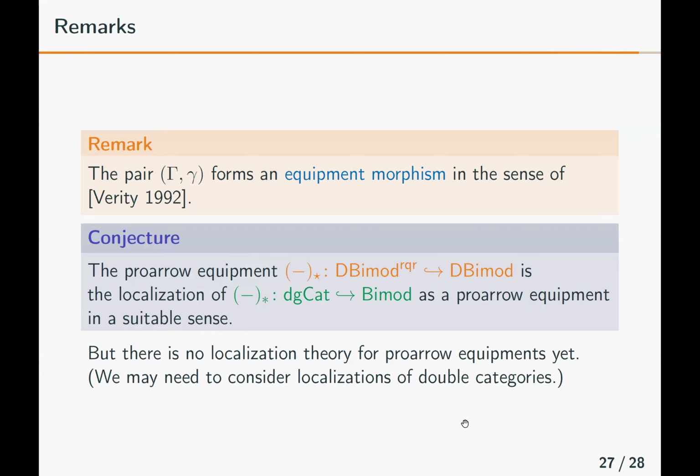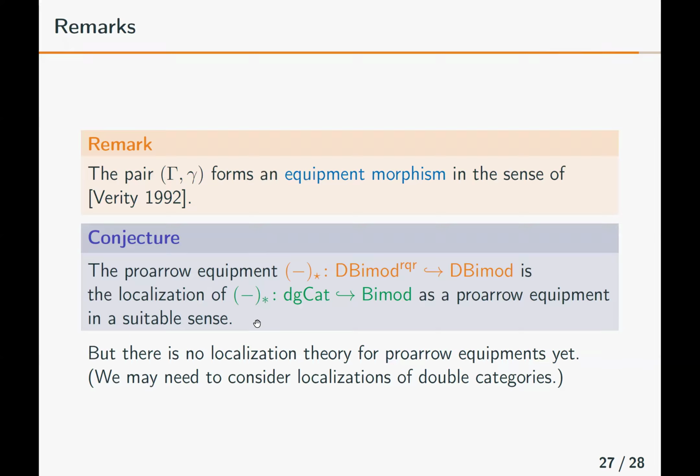Let me finish with a few remarks. I said that the pair capital gamma and small gamma behaves like a morphism of equipments. In fact, it is an equipment morphism in the sense of Verity. From what we have seen, I expect that the homotopical pro-arrow equipment can be characterized as the localization of the classical equipment in a suitable sense.